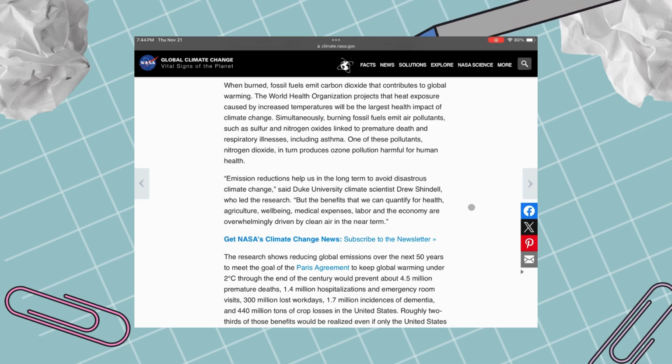So the article lays its foundation by talking about the specific pollutants and what respiratory diseases they cause. Now we're getting into the research findings.